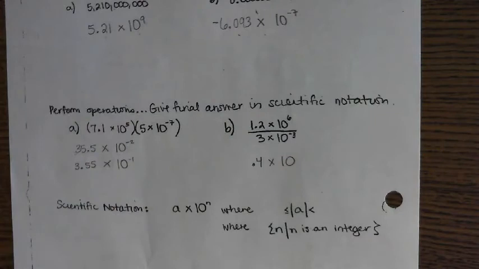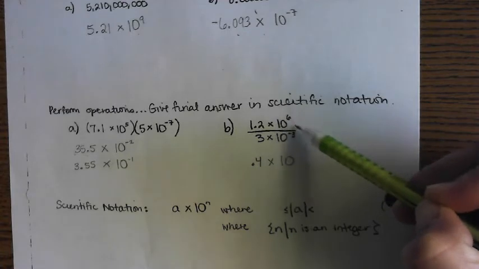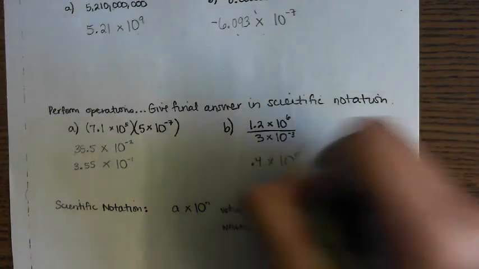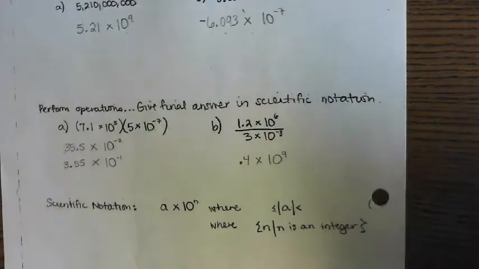times 10 to the what? Joe? What'd you say? To the 9th. Because we're subtracting, common base is being divided. 6 minus negative 3 is to the 9th. And again here, this is not proper scientific notation. Because 0.4 is not between 1 and 9.99999. So take a minute and decide what you think that should be.